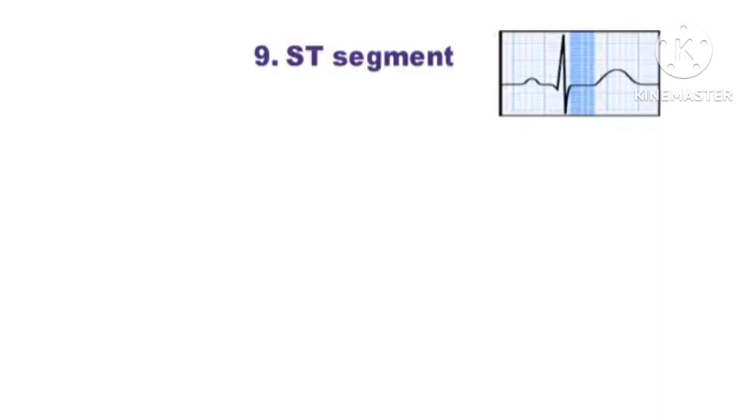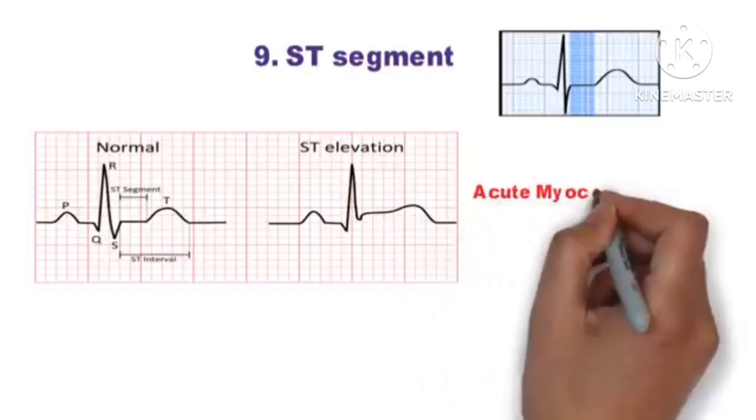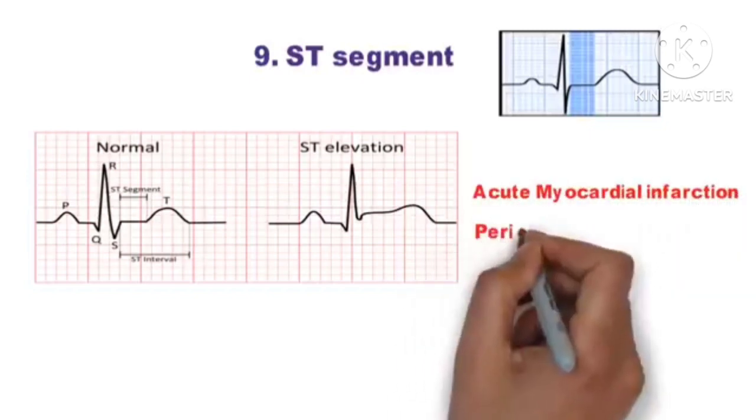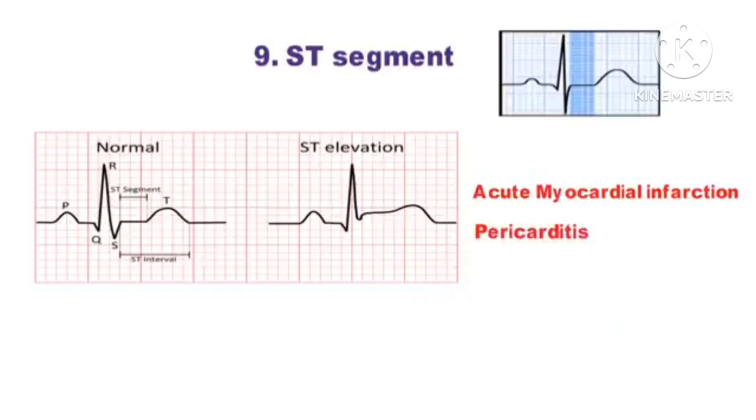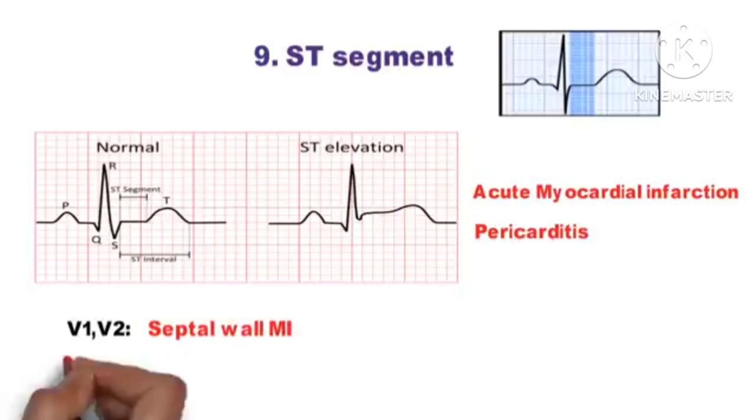Step 9 is ST segment. It is the flat isoelectric section of ECG between the end of S wave, that is the J point, and beginning of T wave. As in this ECG, you can see ST elevation, which could be commonly due to acute myocardial infarction or pericarditis. If ST elevation is present in V1, V2, then it is septal wall MI.